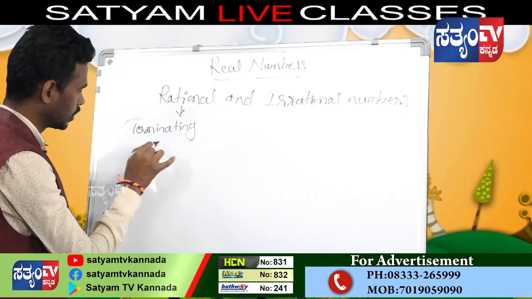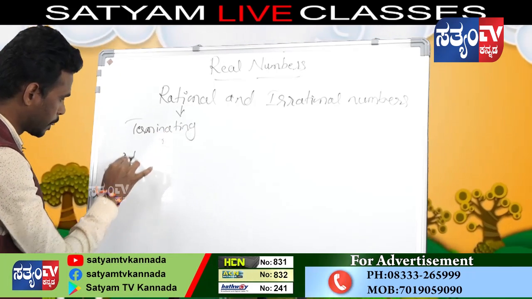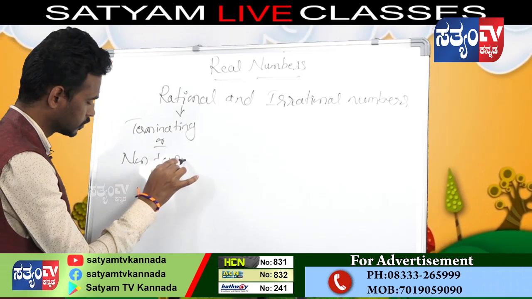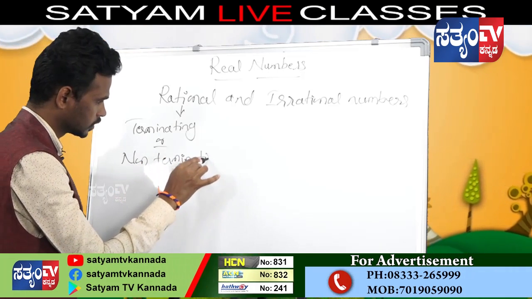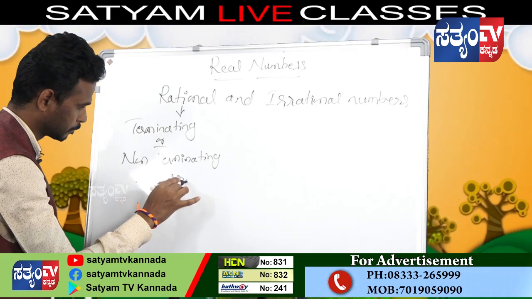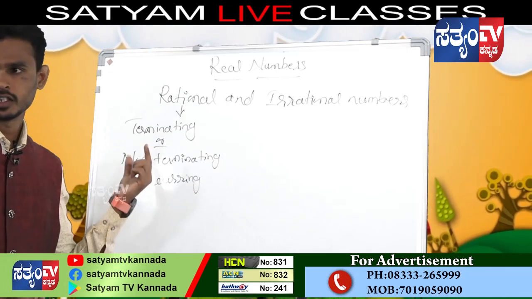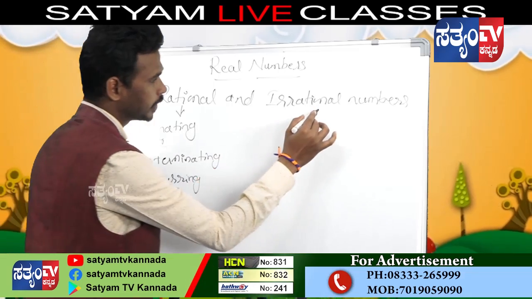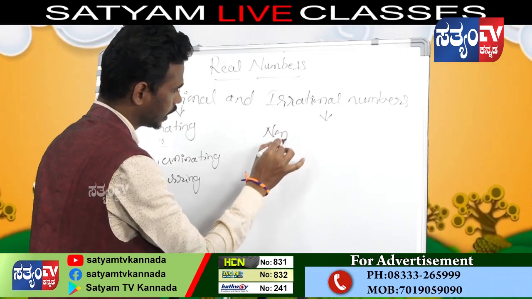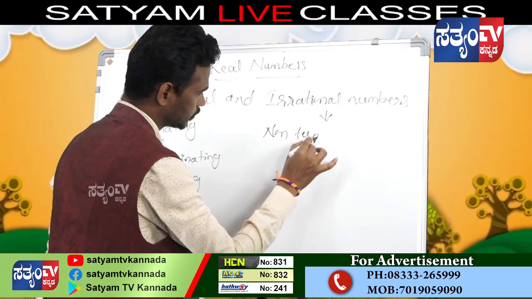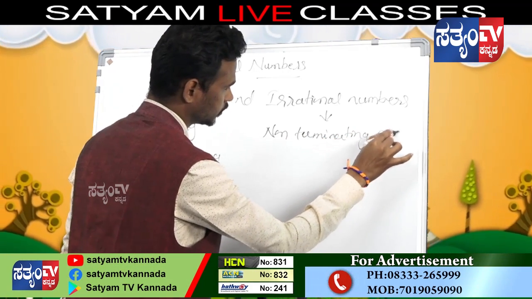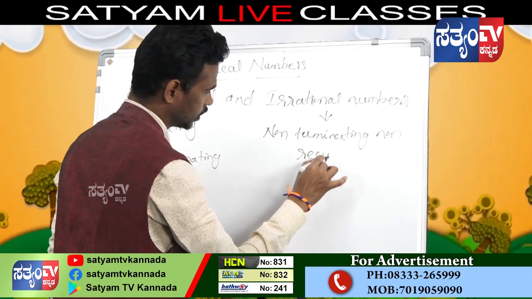terminating or non-terminating recurring. Recurring means repeated. And what is the decimal expansion of an irrational number? That is non-terminating, non-recurring.